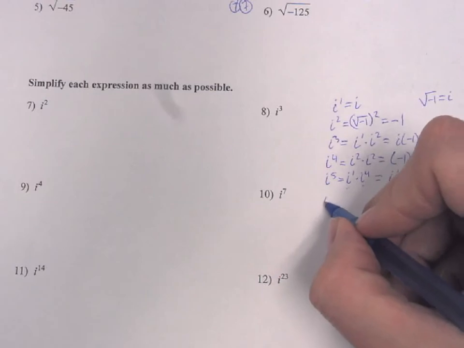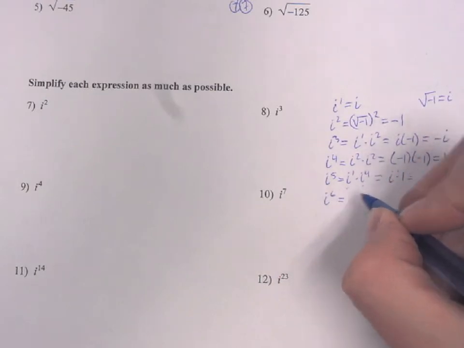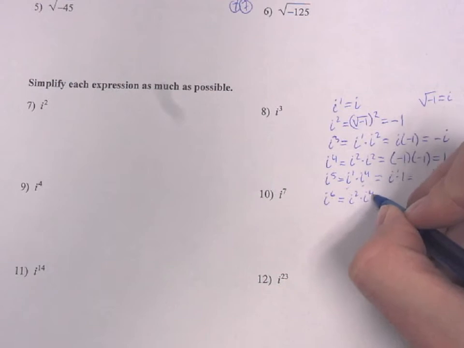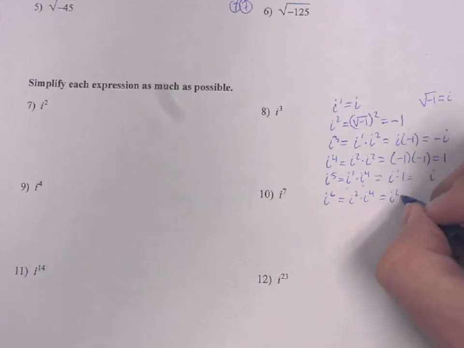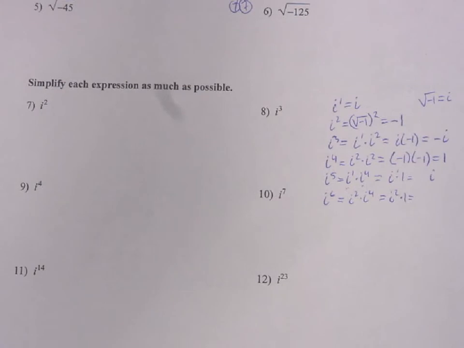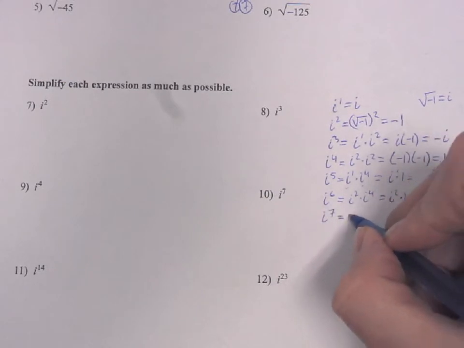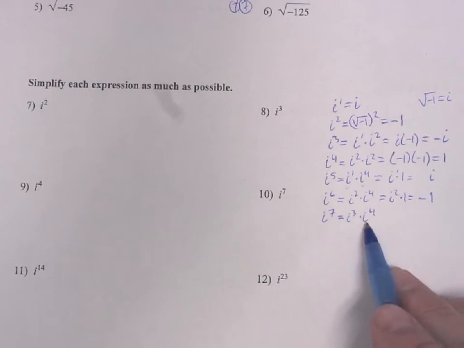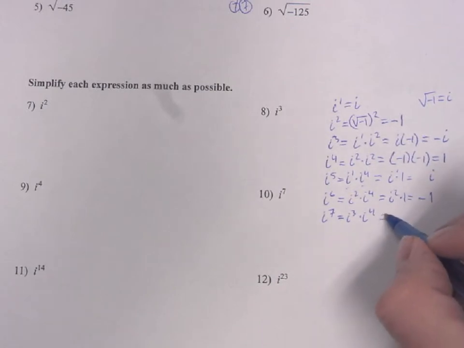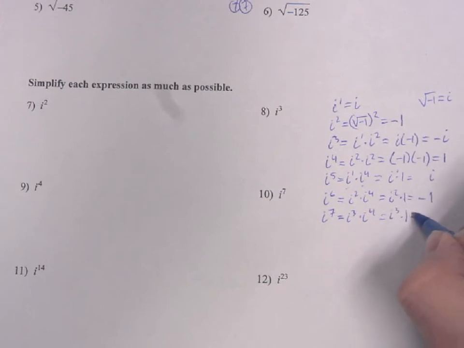Okay, keep going. i to the sixth. That's just i squared times i to the fourth. Remember though, i to the fourth is 1. So this is i squared times 1. But that's just i squared. And we already know that i squared is negative 1. Okay, i to the seventh is equal to i to the third times i to the fourth. So again, another i to the fourth. That's just a 1, just a regular 1. So this is going to be i to the third times 1, which is just i to the third, which we already know is negative i.